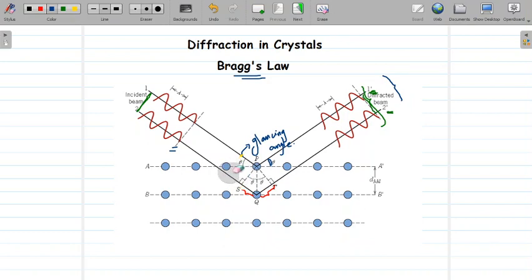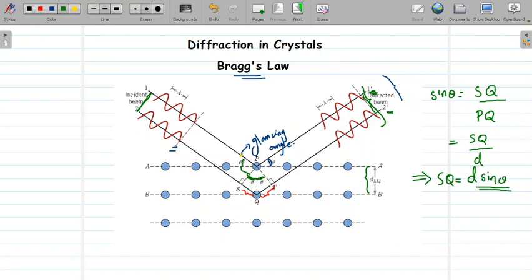So we can see if the glancing angle is theta, this angle will be 90 minus theta and this angle will be theta. If angle SPQ is theta, then due to symmetry, angle QPT also will be theta. So here we have two right angle triangles, triangle SPQ and triangle PQT, in which one of the angles is theta. If this angle is theta, then what is the equation for sine theta? Sine theta is SQ divided by PQ. Here PQ is the interplanar spacing d. So SQ divided by d equals sine theta, which implies SQ equals d sine theta.